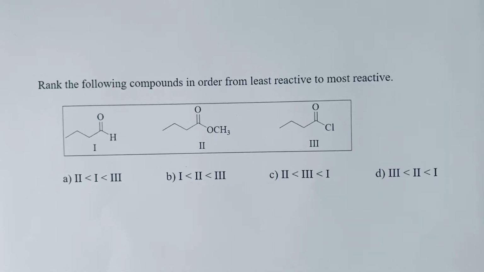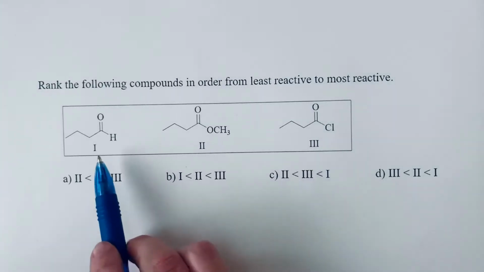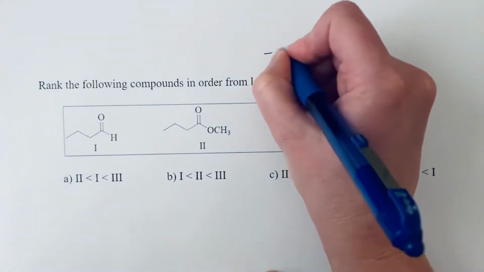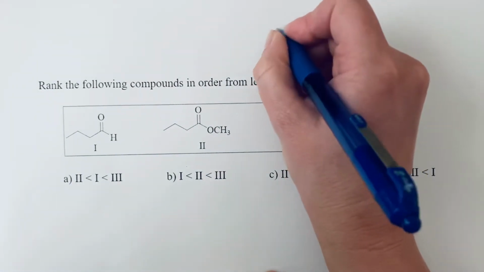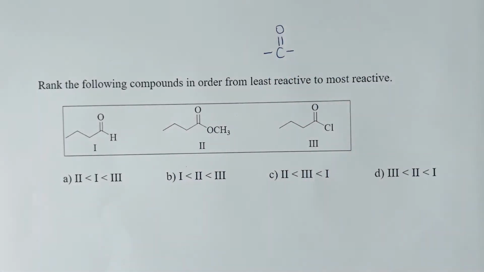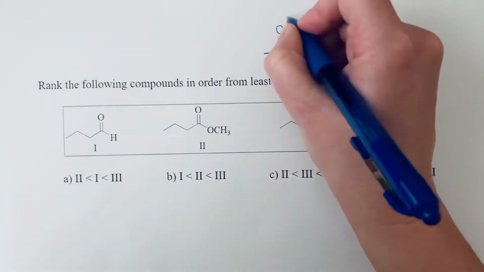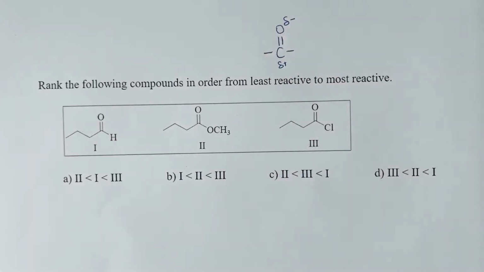Rank the following compounds in order from least reactive to most reactive. So what we see here are 3 different carbonyl containing compounds. And so when we're looking at a carbonyl, or if we're looking at how it reacts, we want to recognize that you have a partial positive charge on the carbon and a partial negative charge on the oxygen.